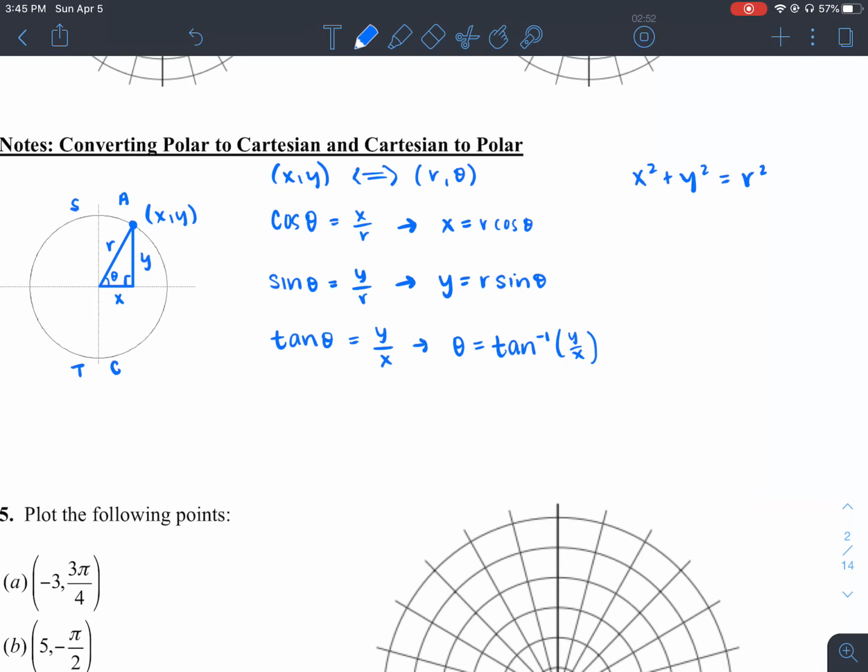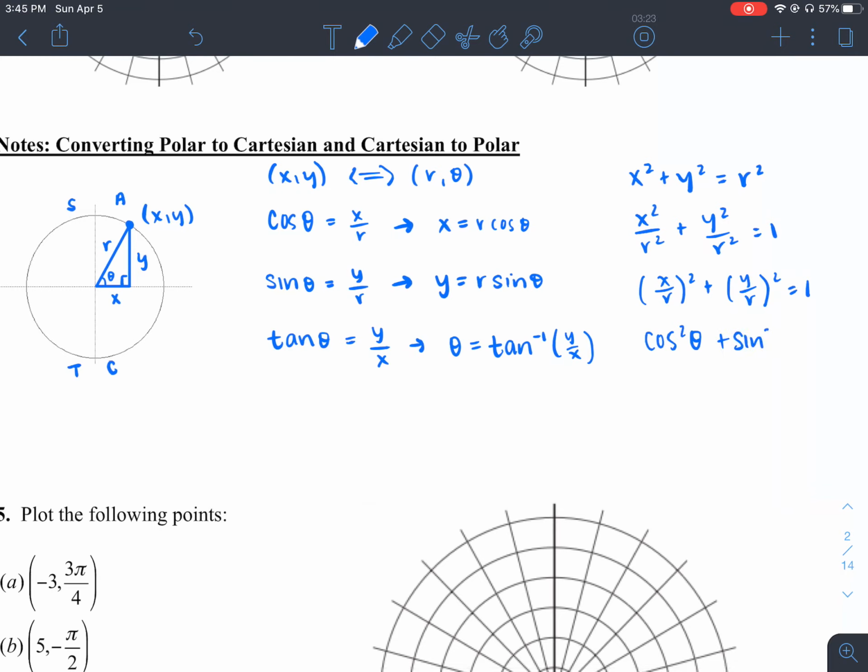Remember x was our r cosine theta. I could write x squared over r squared plus y squared over r squared equals 1, dividing both sides by my radius squared. Or this is (x over r) squared plus (y over r) squared equals 1. That's just saying this is cosine squared theta, because we said cosine of theta was x over r, plus sine squared theta, and that has to equal 1. That's another way we can show that the Pythagorean identity is valid.